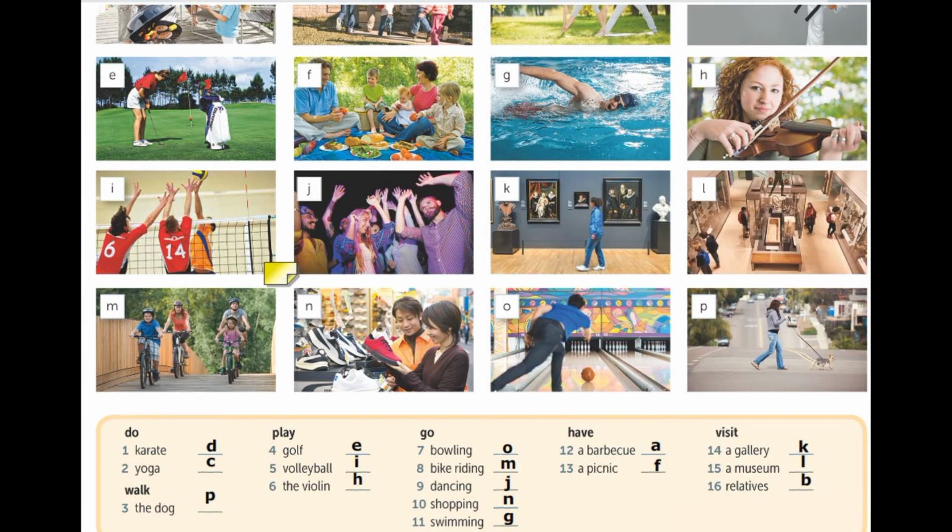With the verb have, remember, you can say have lunch, have breakfast, have dinner, you have a meal, or an activity like in number 12, you can say have a barbecue. In letter A, remember the family together having a barbecue? So this is a typical weekend in the United States, right? And number 13, we say a picnic in letter F. The family is having a picnic, right?